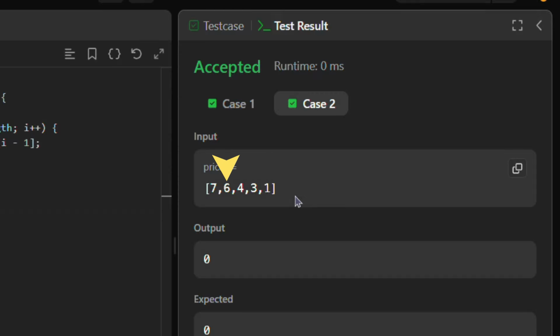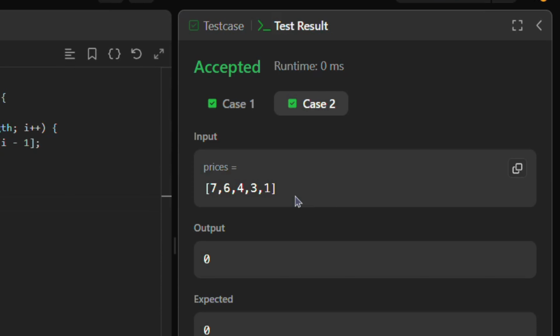Move to 6. The price drops, so we update the minimum. Then 4. The price drops again, so we update the minimum. Then 3. Still decreasing. Then 1. Still decreasing. At no point does the price rise after a lower price. Therefore, there is no day where selling would yield a positive profit.